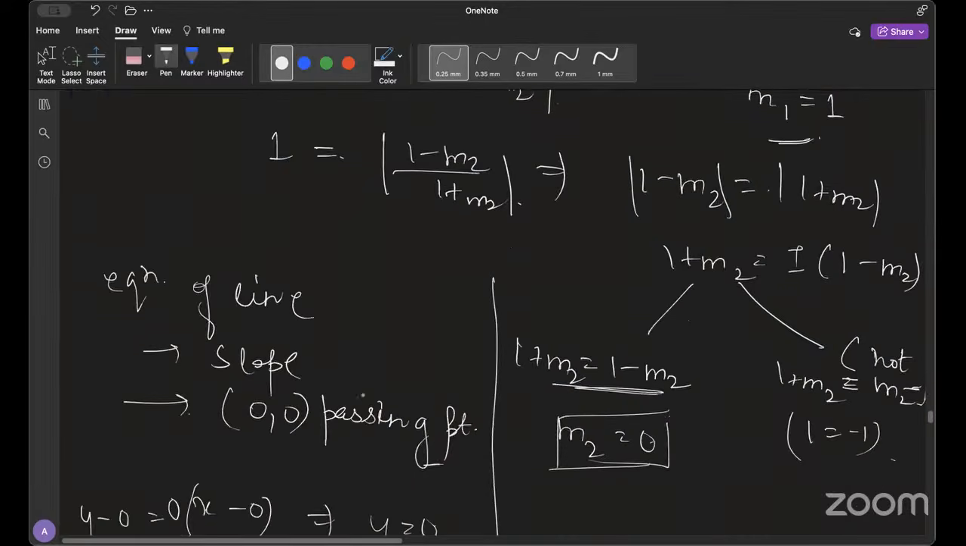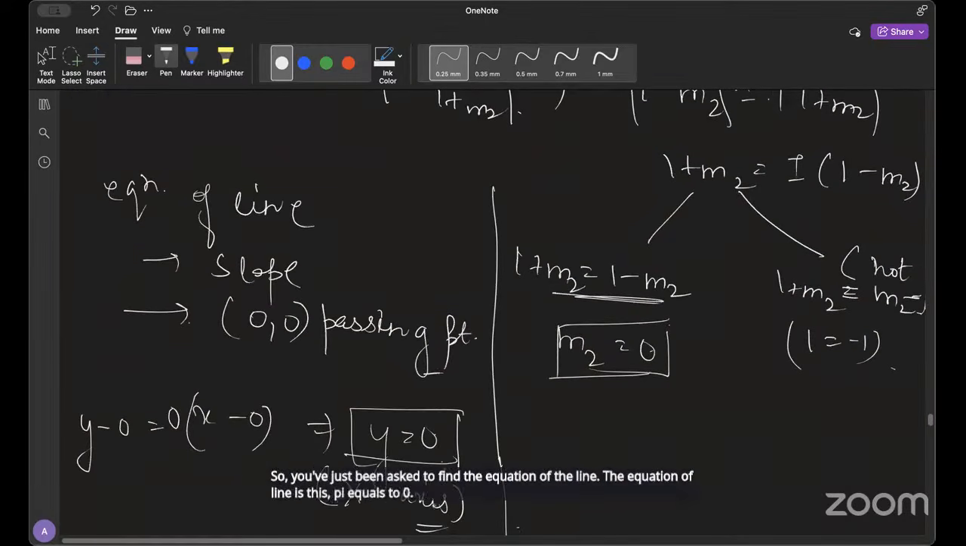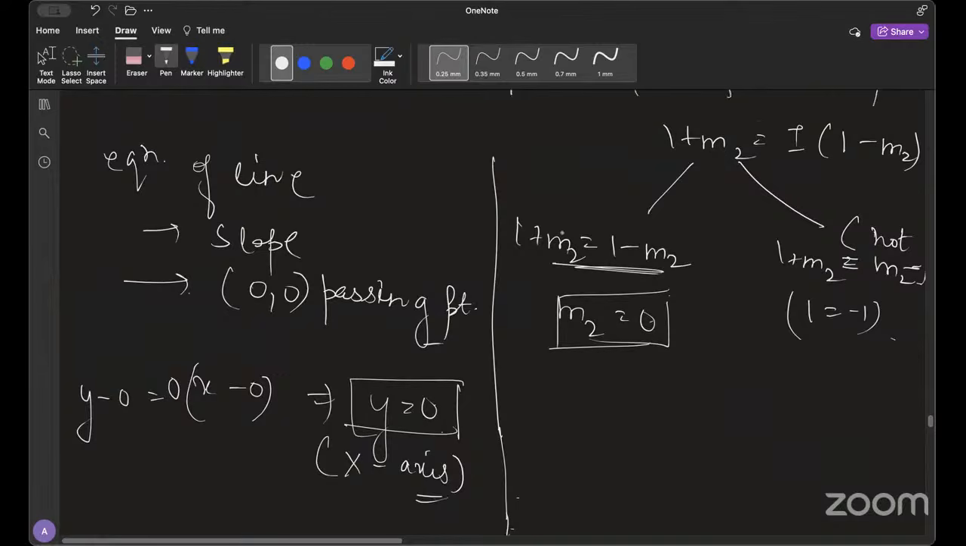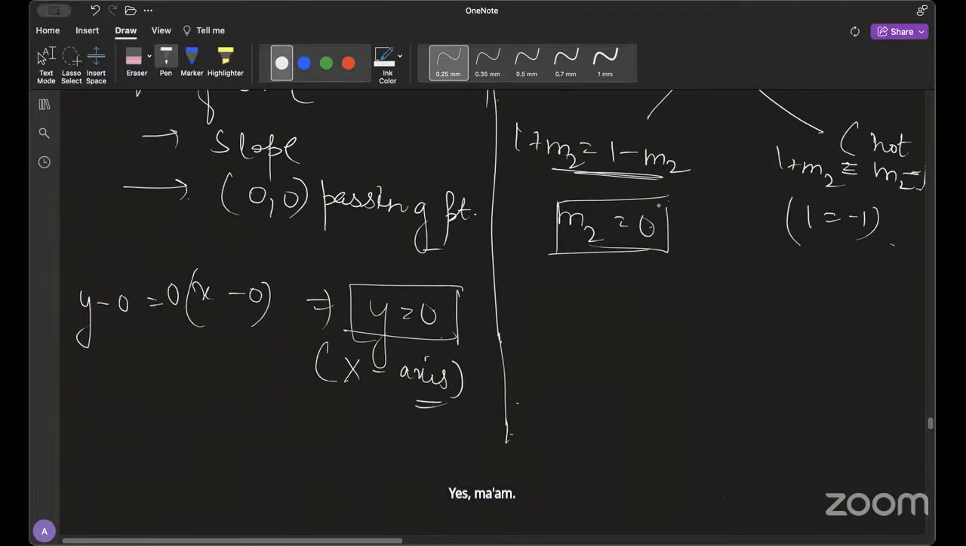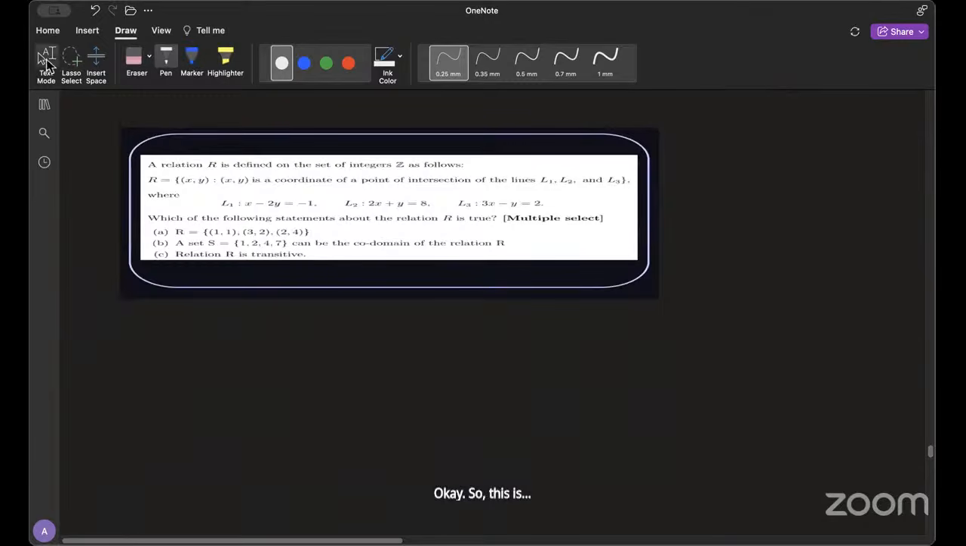So you've just been asked to find the equation of the line. The equation of the line is y equals 0. If this is clear, can we move to the next question? Yes, ma'am, move to the next question. Okay, so this is the next question.